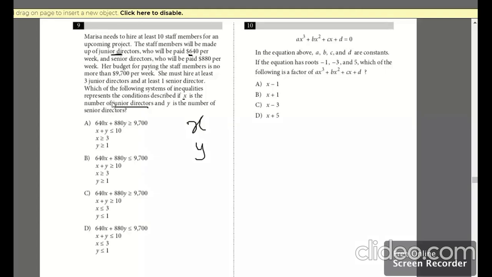So if you check here, 3 junior directors, that is what they have given, x as the junior director, y as the senior director. So at least 3 means it is going to be greater than or equal to 3, and 1 senior, that is also at least, so greater than or equal to 1. So among these two options we have to select our answer. These two possibilities are ruled out because they are less than. Okay, so among this one, now which one would be the best one, you have to check: needs to hire at least 10 staff members including both senior and junior. So at least is going to be this case, x plus y greater than or equal to 10. So bingo, B is our answer.